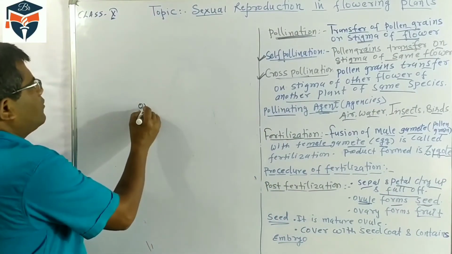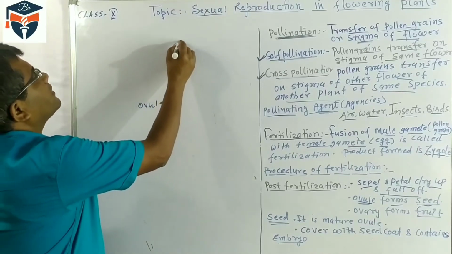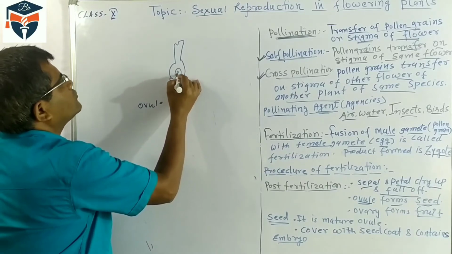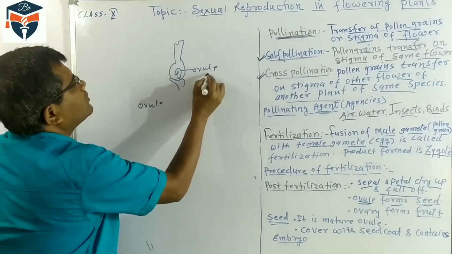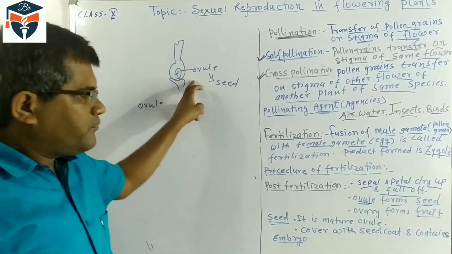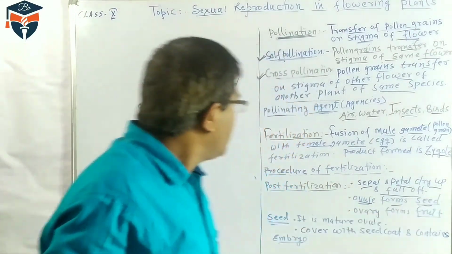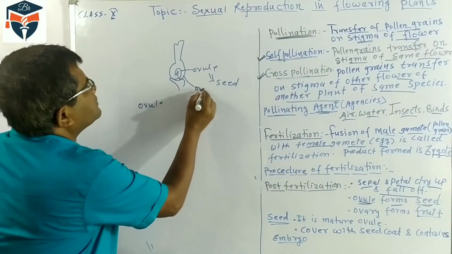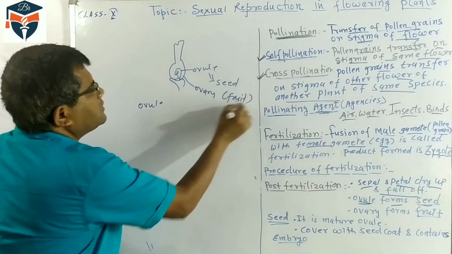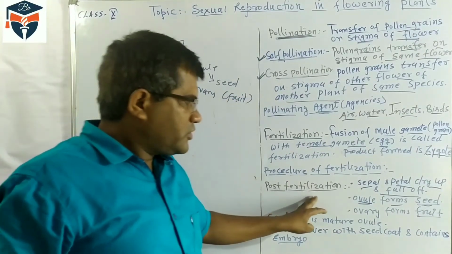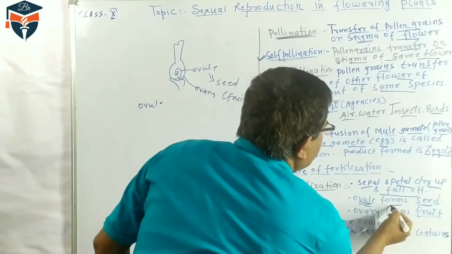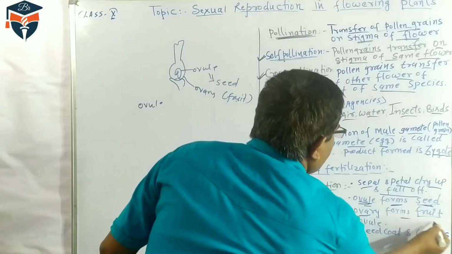I told you the ovule is inside the ovary. This was the ovary and here was the ovule. This ovule matures and changes into the seed. So the ovule forms the seed, and the ovary forms the fruit. This is the post-fertilization event: sepal and petal dry up and fall off, the ovule forms the seed, and the ovary forms the fruit.